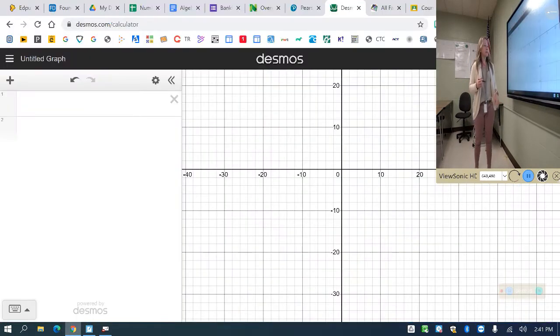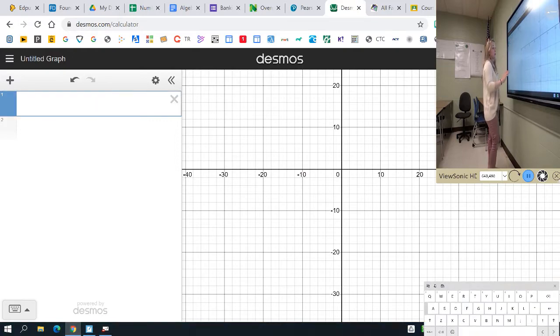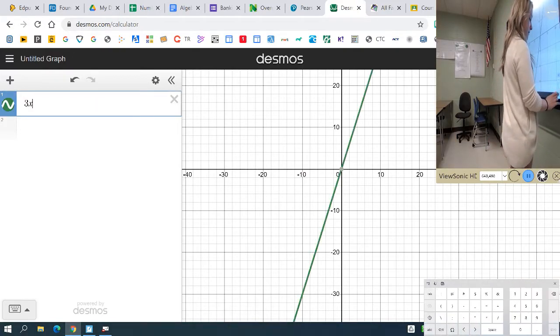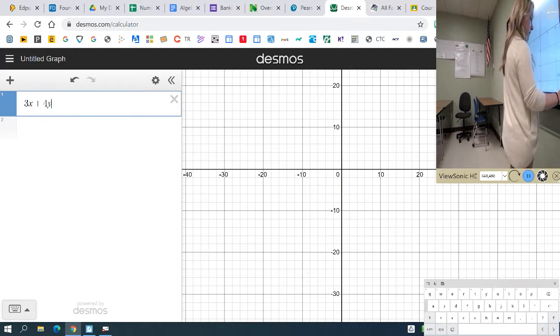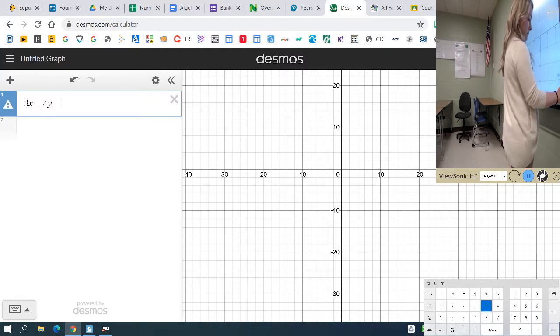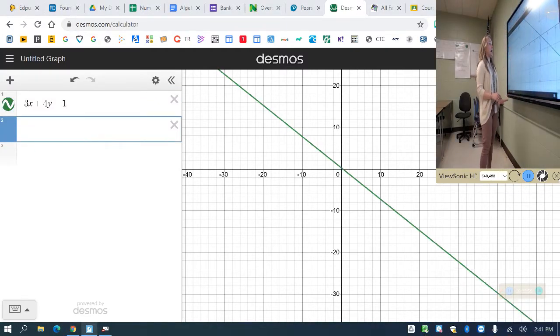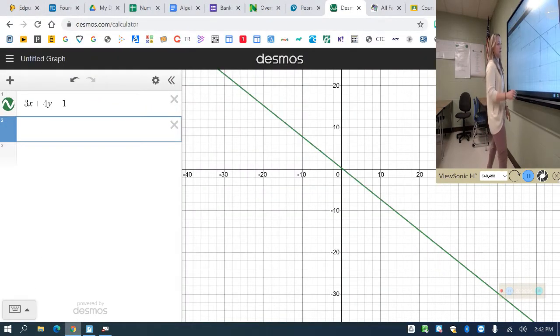Let's look at our graph. The first problem was 3x plus 4y equals 1. So if I type in 3x plus 4y equals 1, there's that line. And then the second line I had was 2x plus 3y equals 7.